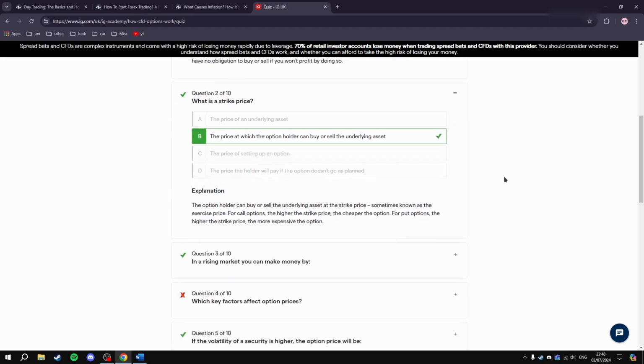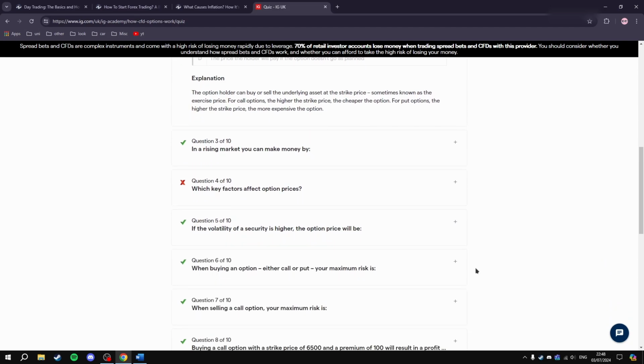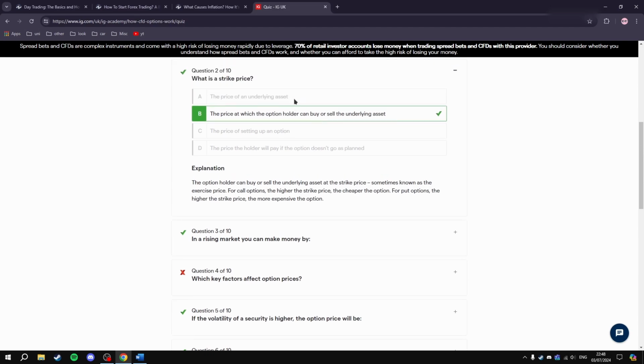Price at which an option holder can buy or sell the underlying assets. The option holder can buy or sell the underlying asset at the strike price, sometimes known as the exercise price. For call options, the higher the strike price, the cheaper the option. For put options, the higher the strike price, the more expensive the option. Sometimes known as the exercise price. The cheaper the option.